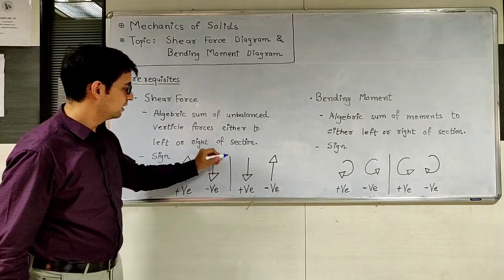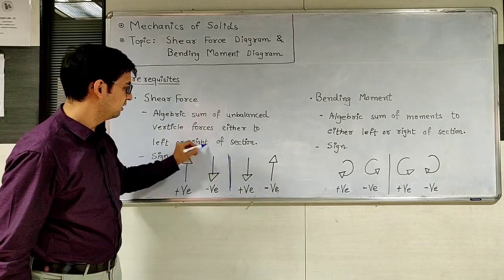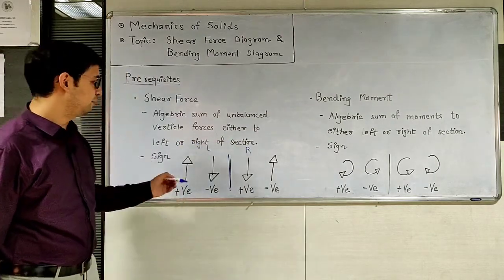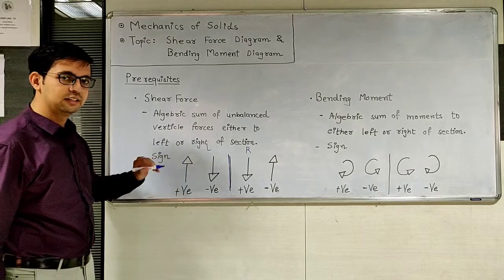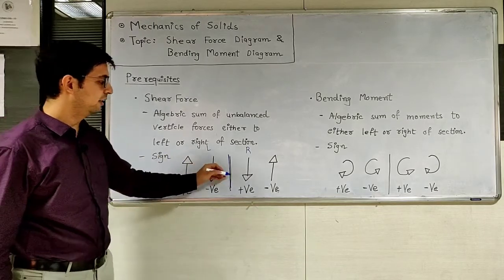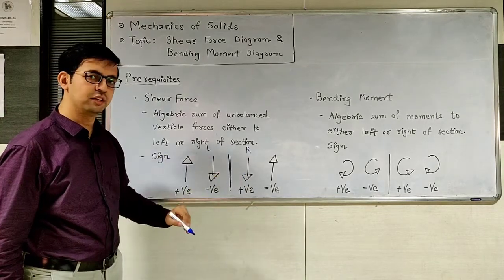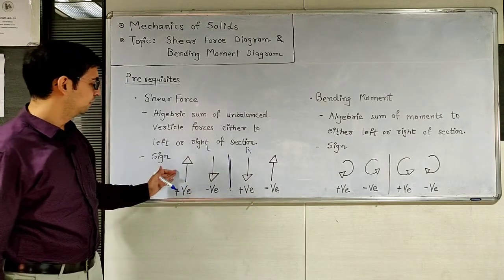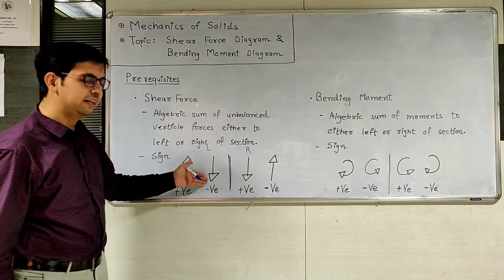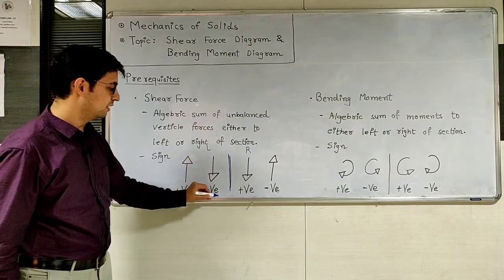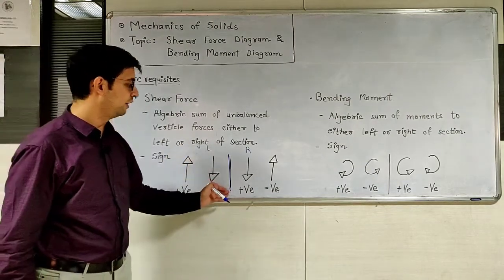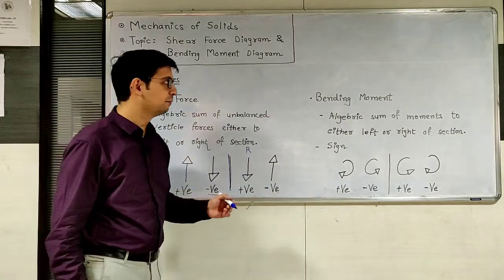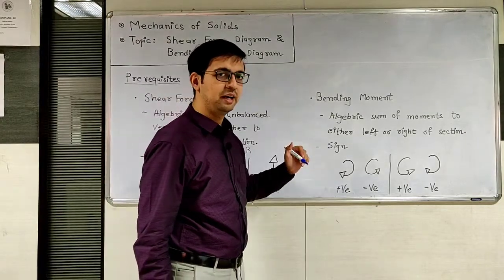Let us see, this is the section, this is the left side and this will be the right side. On the left side, upward force is considered positive, and on the right hand side, downward force is considered positive. Opposite to that, on the left hand side downward is considered negative, and on the right hand side upward is considered negative.